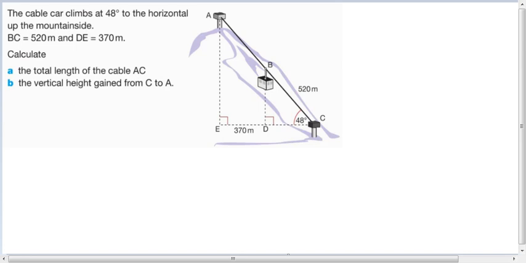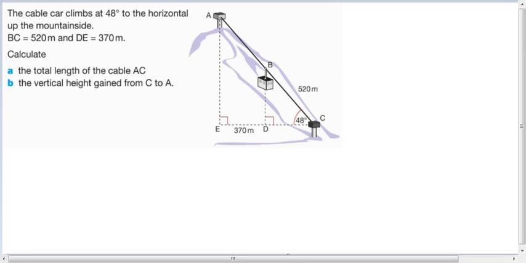The cable car climbs at 48 degrees to the horizontal up a mountainside. BC equals 520 meters and DE is equal to 370 meters. Calculate the total length of the cable AC and the vertical height gained from C to A.